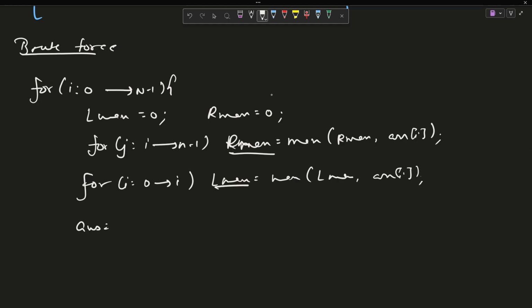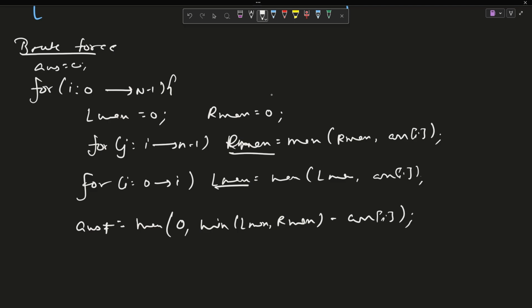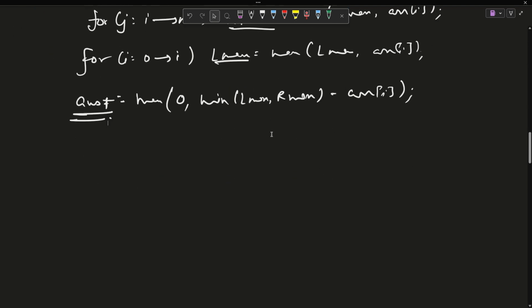Answer equals 0 here, answer plus equals maximum of 0, because we chose that we have to take the positive values only, and the minimum of lmax comma rmax, right? This will give you the minimum value minus arr[i], right? I hope I am clear with this. Okay. Now, after this inner loop, the outer loop will also finish, return answer.